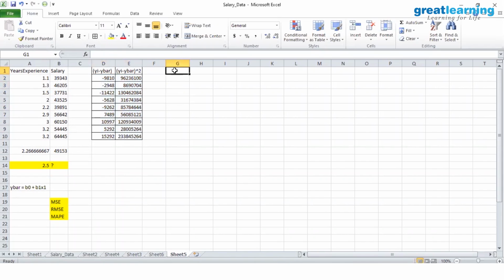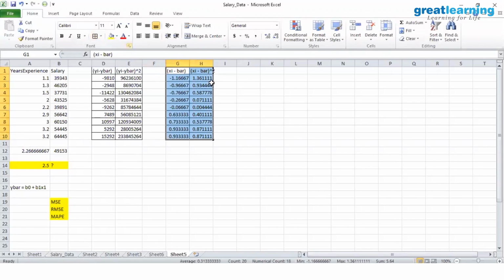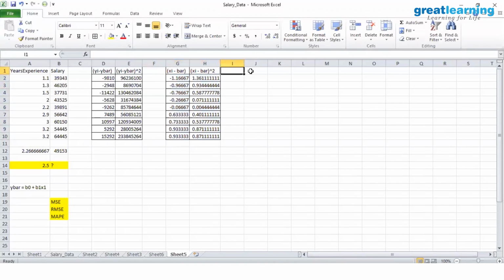Next is xi minus x bar, and then xi minus x bar the whole square to overcome the negative sign. Again xi minus x bar, I'm fixing it, and I'm taking the square of all these values. I'll use the same box over here.